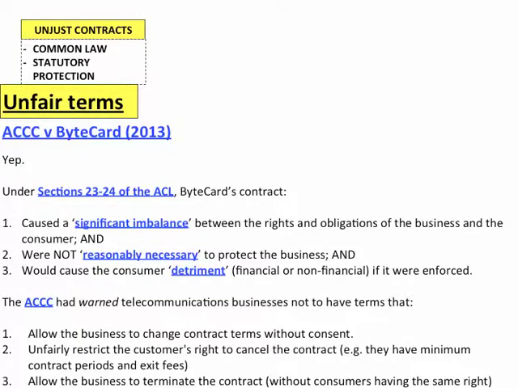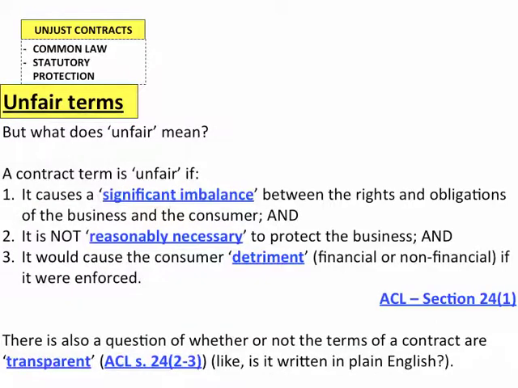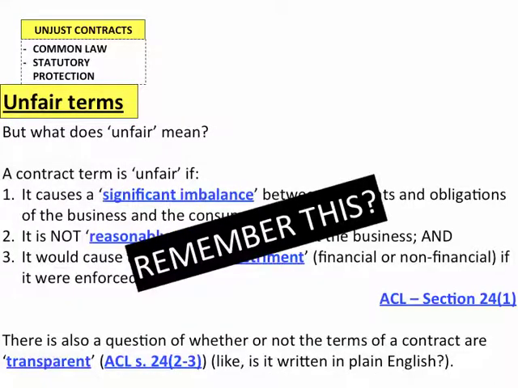So if we go back to those things, if you remember those things, there's significant imbalance. No, it's not reasonably necessary. Yes, it would cause detriment. Yeah, it does. Now down the bottom there, remember I said there's an extra little thing about whether the contract terms are transparent, like are they written in plain English?